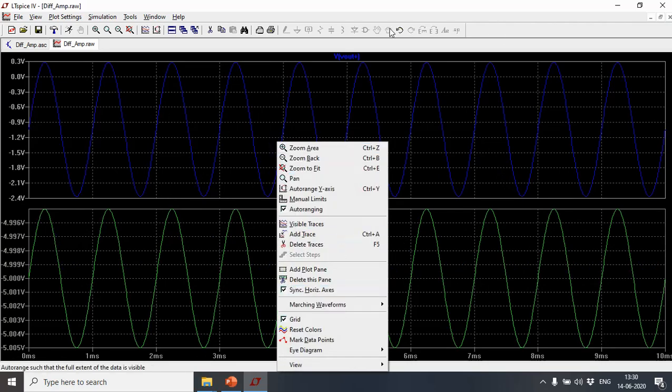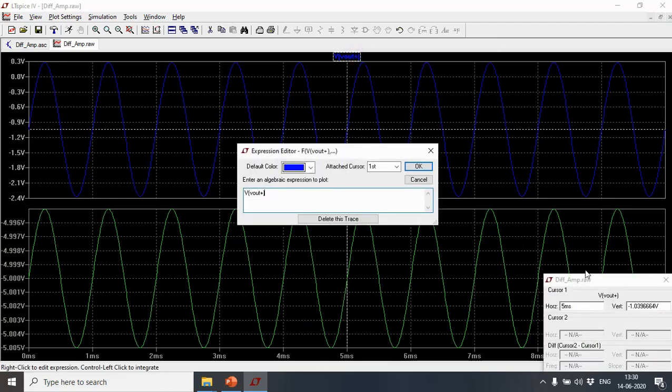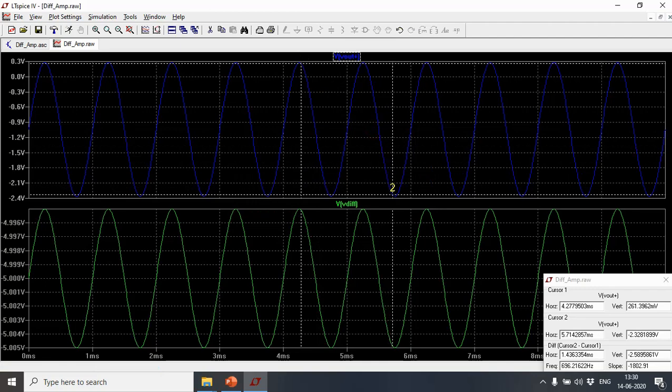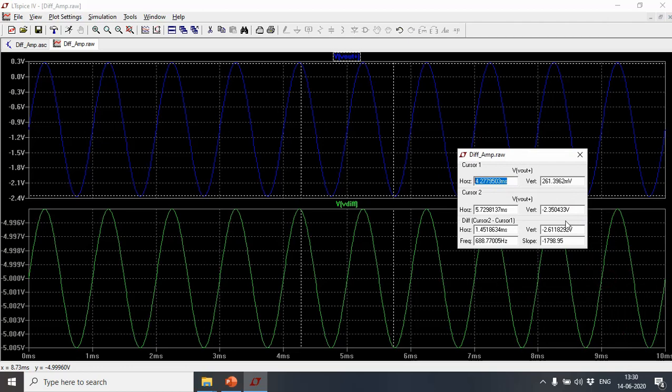I told you, we can go here, right? Cursor 1 and 2. Let me put the first cursor on top, put the second cursor on the bottom somewhere here. So you see the difference is 2.6 volts, right? And this difference is 5 milli, 5 milli, 10 milli. So the gain is 260. So what is the differential gain? The differential gain is 260.